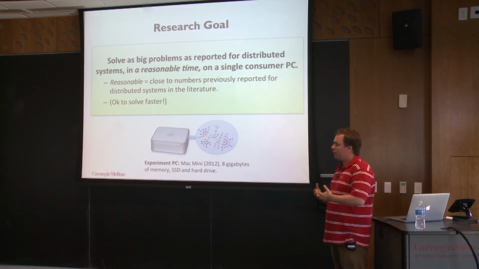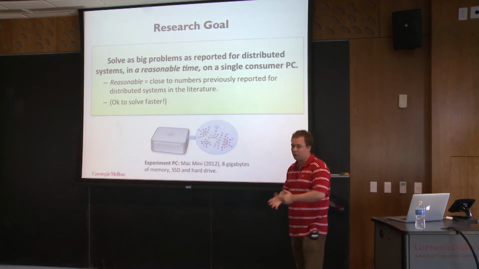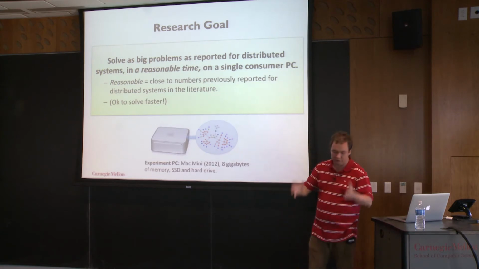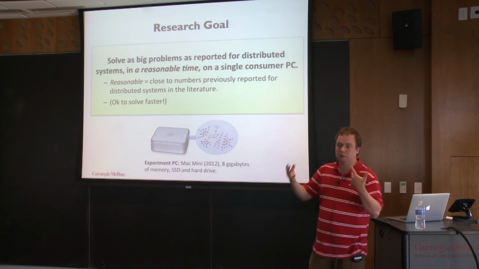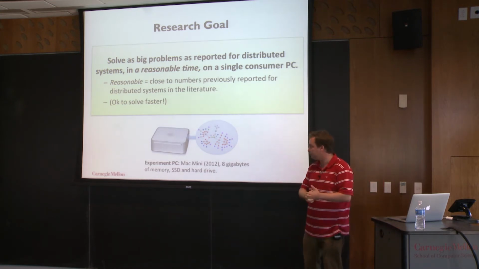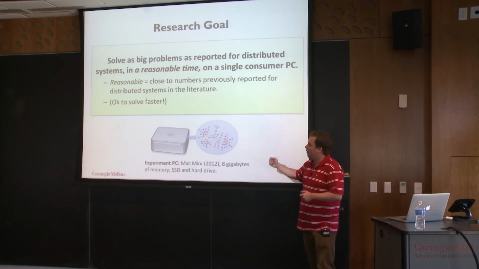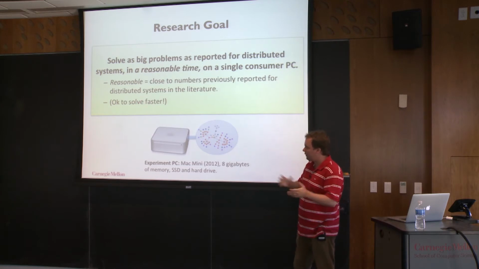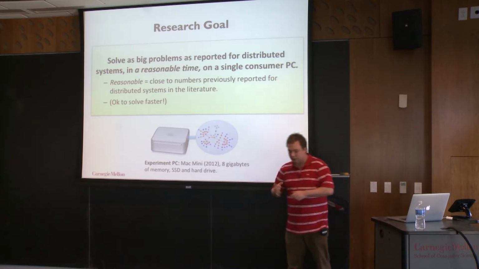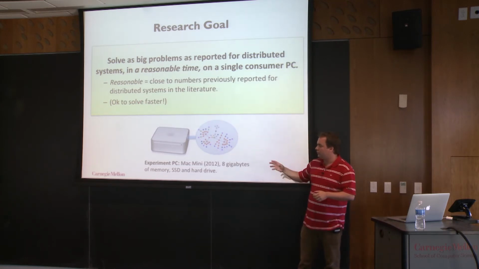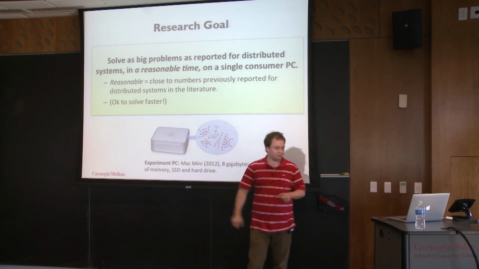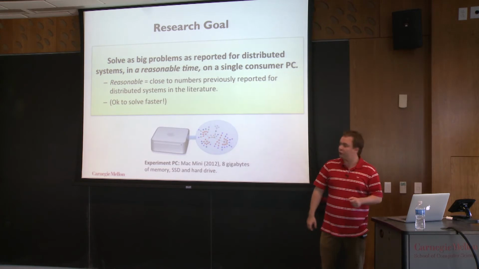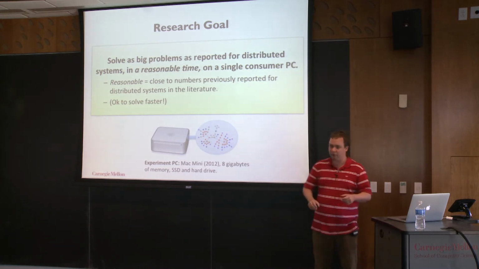What I call reasonable is that if someone has written a paper that says this system solves this problem in this time, if I can solve it on this one machine in the same ballpark, I'm quite satisfied. And what I mean by consumer PC, I have been running it with weaker machines as well, but for these experiments I used the Mac Mini with an SSD. So it's definitely not the cheapest one you can buy, but it's not very big either.